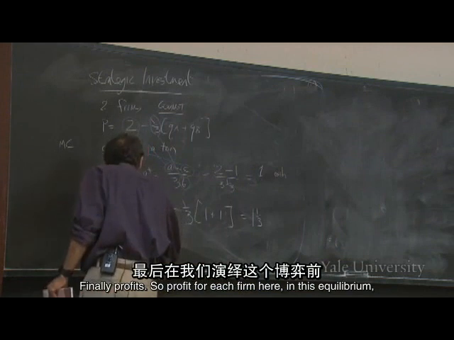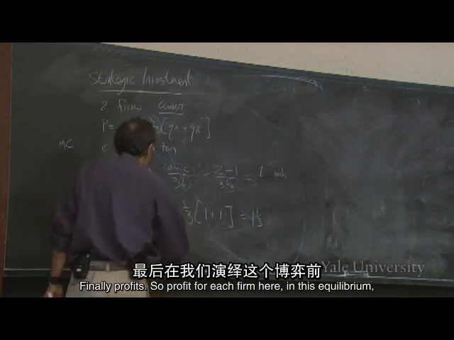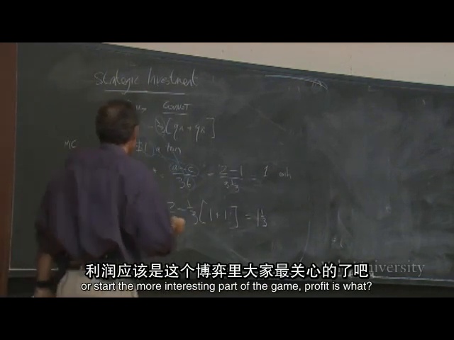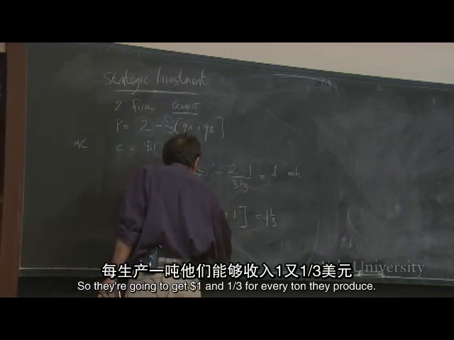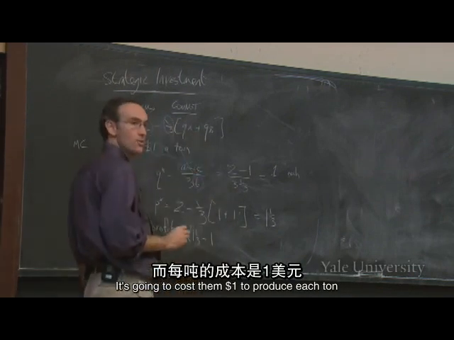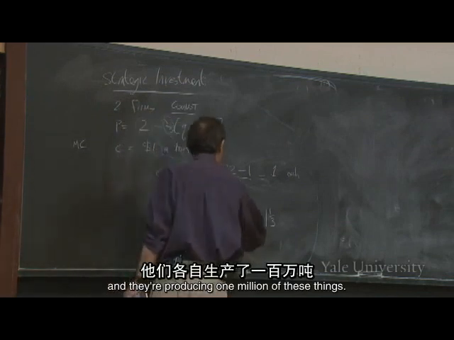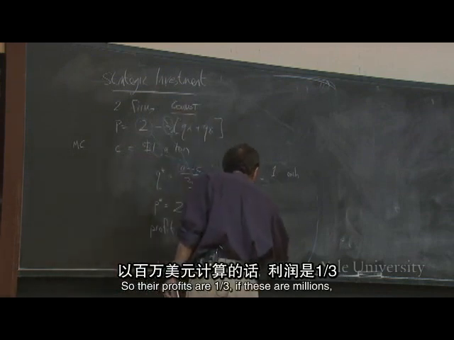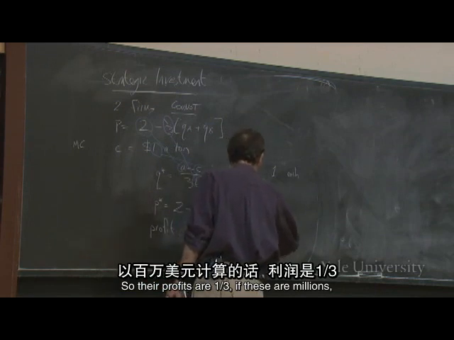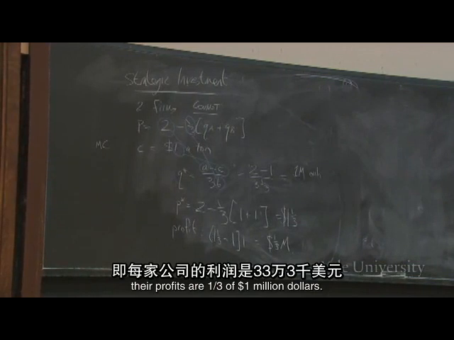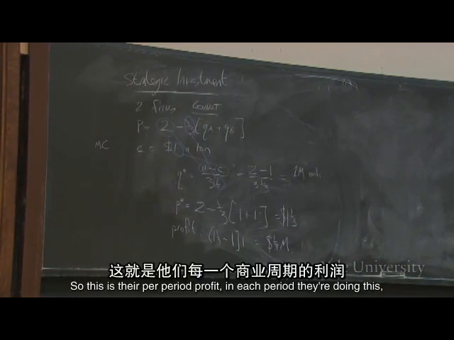And finally, profits. So profit for each firm in this equilibrium, before we start the more interesting part of the game, is what? They're going to get $1.33 for every ton they produce. It's going to cost them $1 to produce each ton, and they're producing 1 million of these. So their profits are 1/3 of $1 million. All right? This is their per period profit.